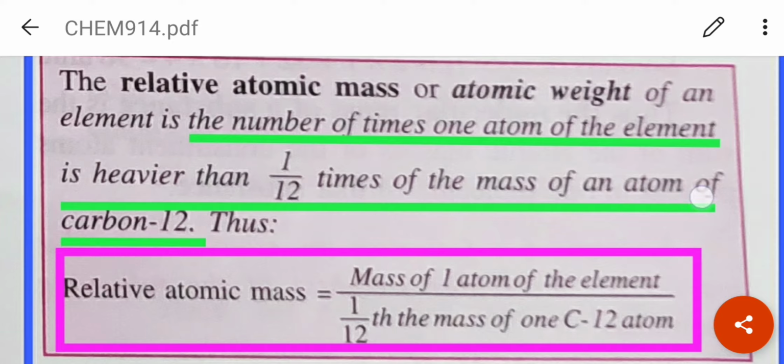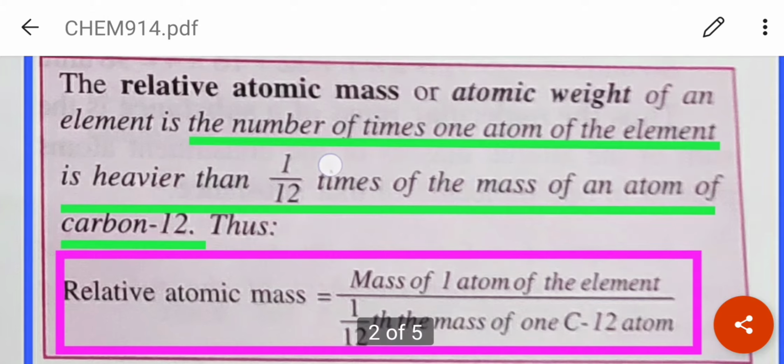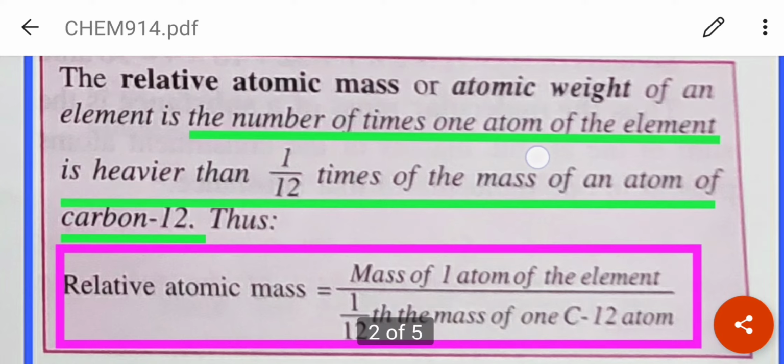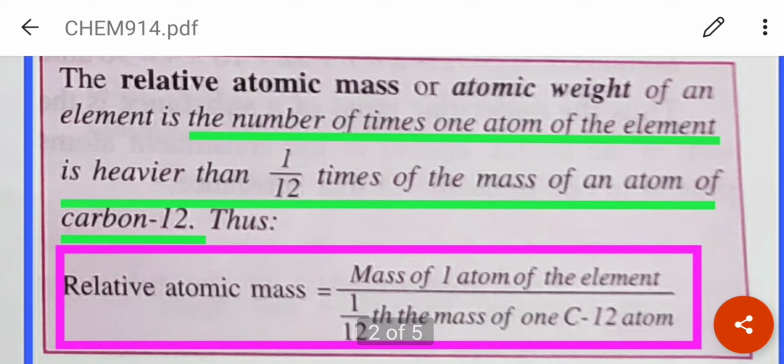As you can see here, the relative atomic mass or atomic weight of an element is the number of times one atom of the element is heavier than 1 by 12 times the mass of an atom of carbon 12. Here, carbon 12 is taken as the standard atom.